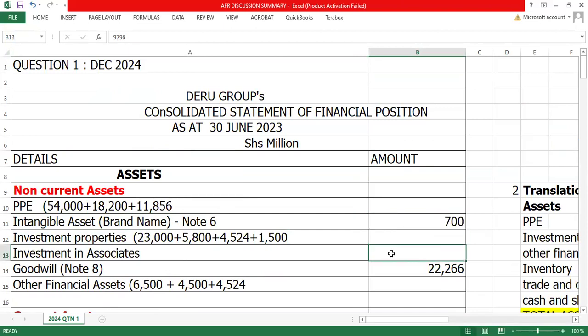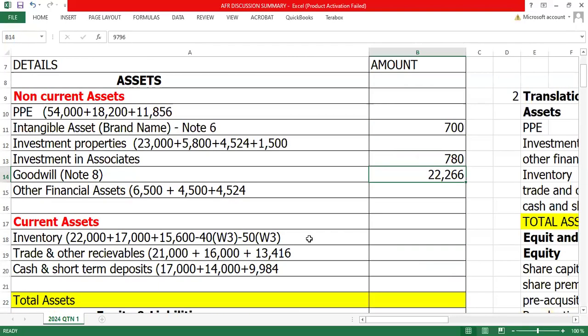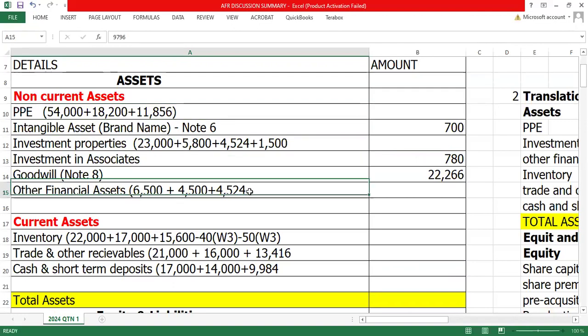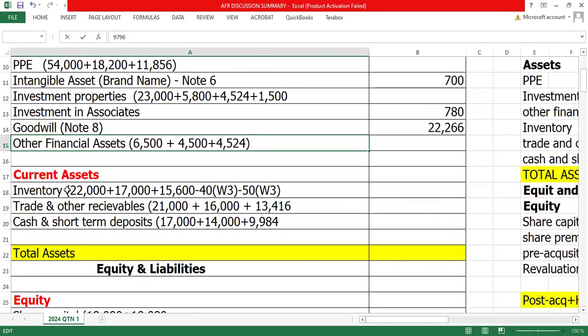What was the investment in associate? The investment in associate was 780. That one we have no adjustment. Now, do we have things that affected the impairment? I don't think so. Do we have things that affected the PPE? I don't think so. No. Even here, you just cross. You see how these things can be easy. Then inventory, you just cross.